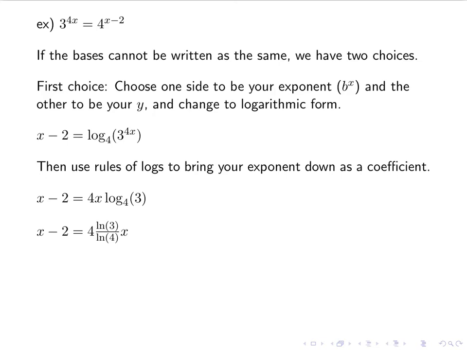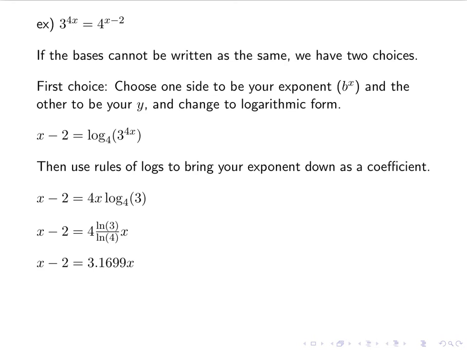But I'm also putting my coefficients together. So 4 times ln of 3 over ln of 4 times x. I'm going to plug that into my calculator. Again, I'm in the middle of a problem, so I'm going to do that to 4 decimals, and I get 3.1699.